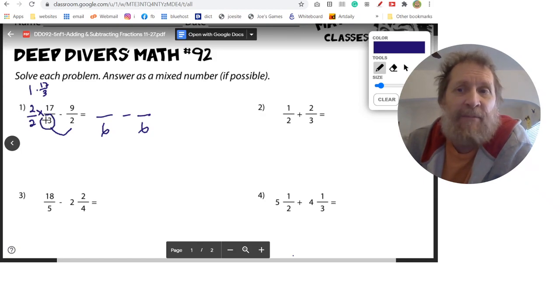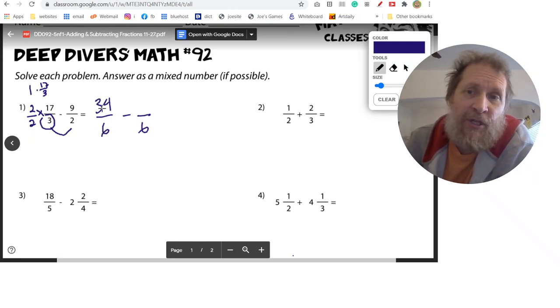But to change the denominator, I also need to change the numerator, because with 17 over 3, I have to change both the numerator and the denominator. So it ends up equaling 34 over 6, because when I multiply, I do top times top, bottom times bottom. That's the way multiplication of fractions works. So I get 34 over 6.